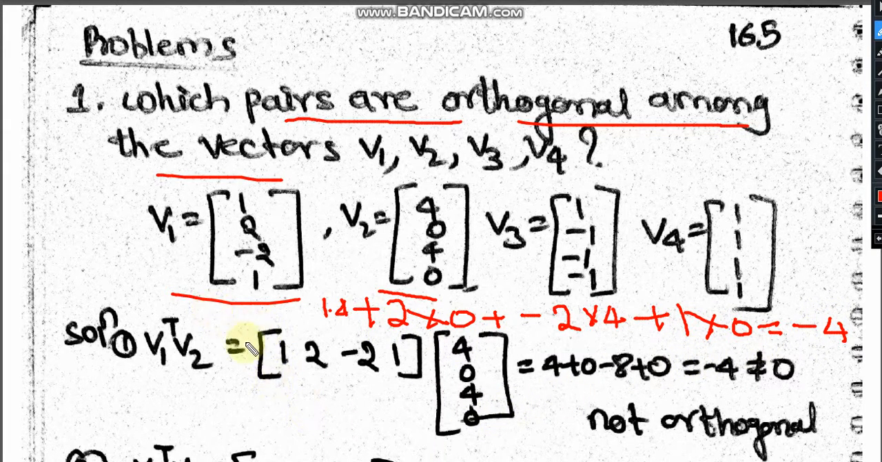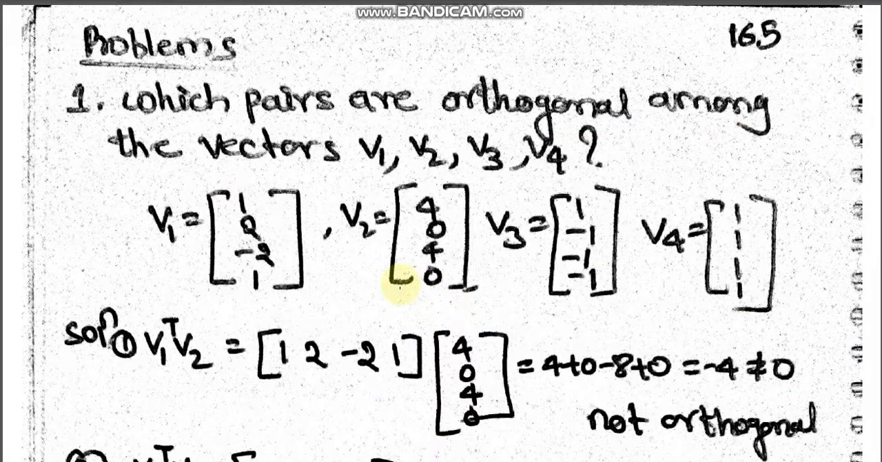Now you can write it in terms of v1 transpose, so it comes row-wise, and v2 as it is. Just do the matrix multiplication and you will get minus 4. So it is not equal to 0, so they are not orthogonal. You can write it like this or using a dot product. Next, you can similarly find the other combinations. So v1 and v2 are not orthogonal, and it is automatically understood that v2 is also not orthogonal to v1.